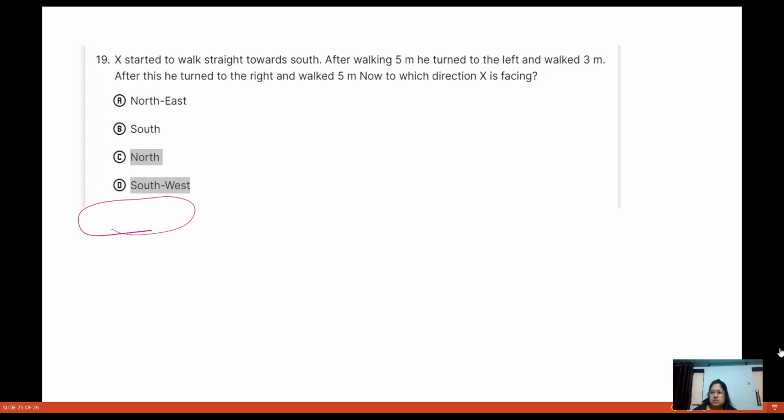So let's look at this question. X started to walk straight towards south. After walking 5 meter, he turned to the left. Left is this direction, and he walked 3 meter. After this, he turned to right, and again walked 5 meter.